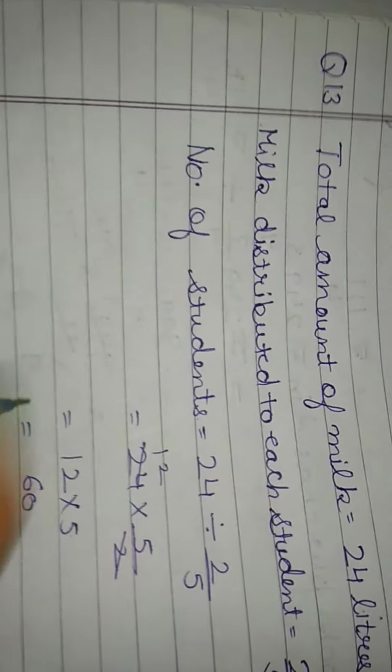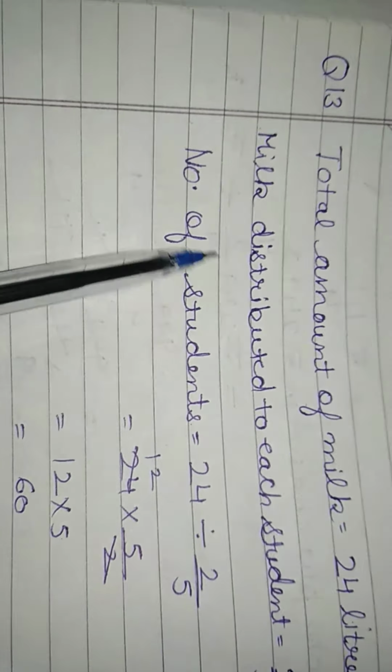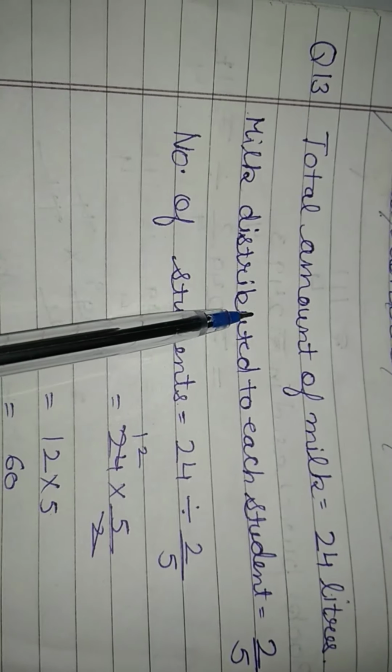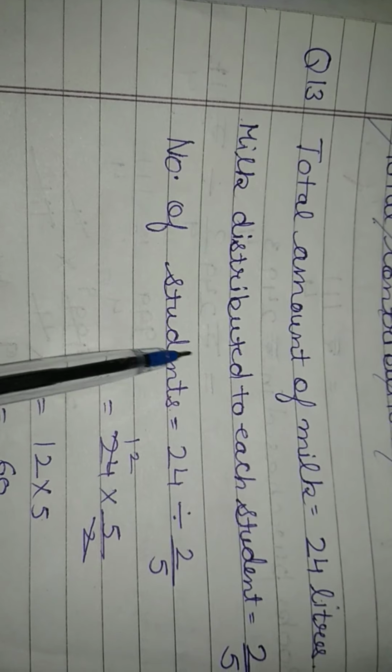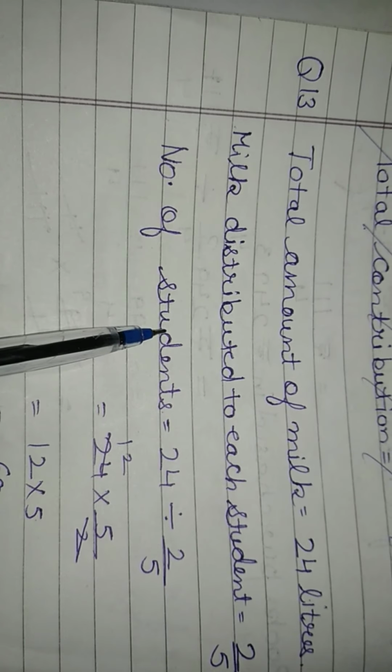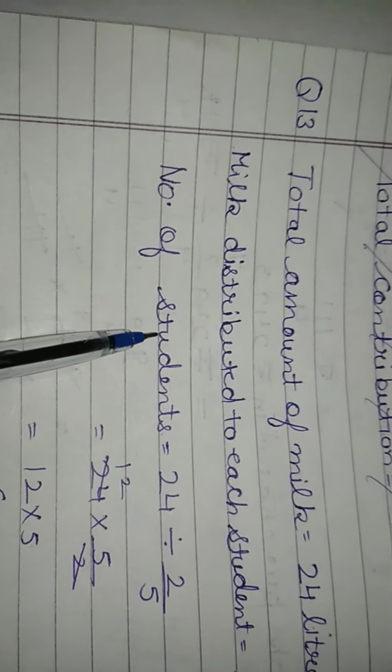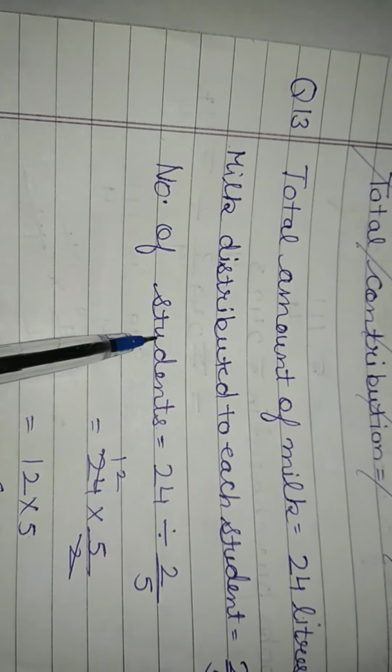In question number 13, 24 liters of milk was distributed equally among all the students of a hostel. If each student got 2/5 liter of milk, how many students are there in the hostel?